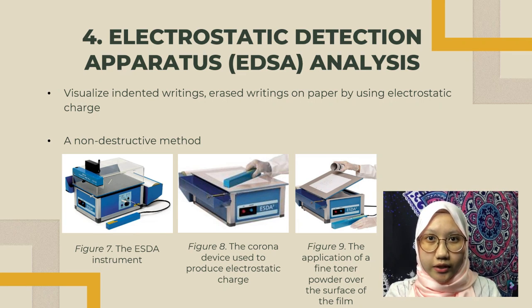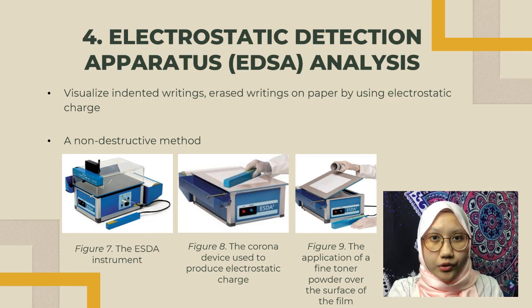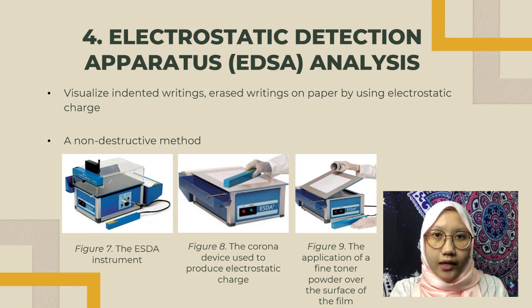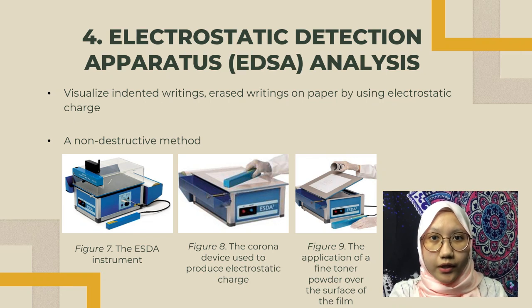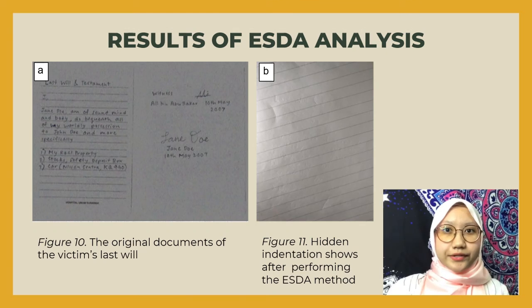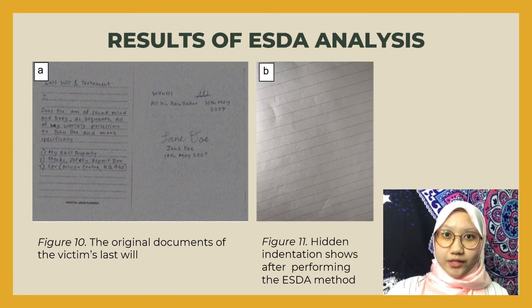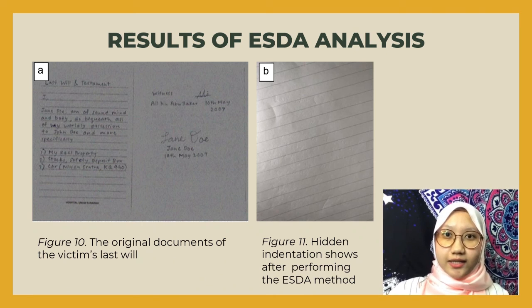It is a non-destructive method, and the analysis was carried out by placing the evidence paper on a bronze plate and covering it with a film. An electrostatic charge was supplied by moving a thin corona device over the paper. A fine toner powder was poured on the film until a clear version of the indented writing was visualized. The result shows the original document of the victim's last will in picture A, while after performing the ESDA method, we successfully visualized the hidden indentation in picture B.